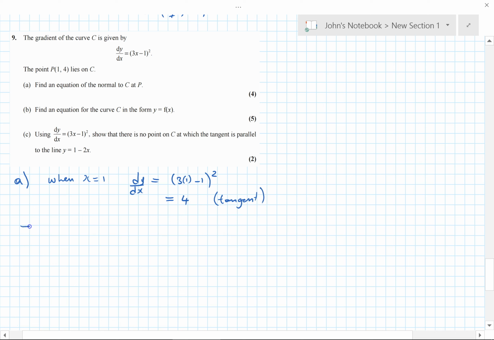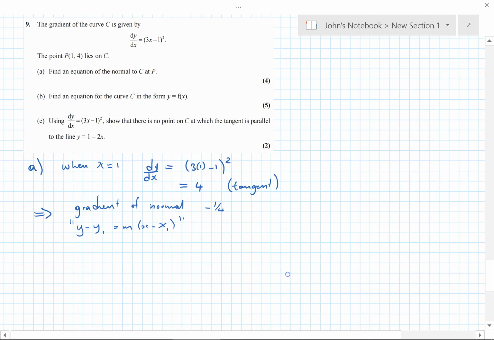So the normal, or gradient of normal, should I say, the gradient of the normal is minus 1 over 4. So we've got y minus y1. We've actually used that third time on this paper now. y minus y1 equals m(x minus x1).